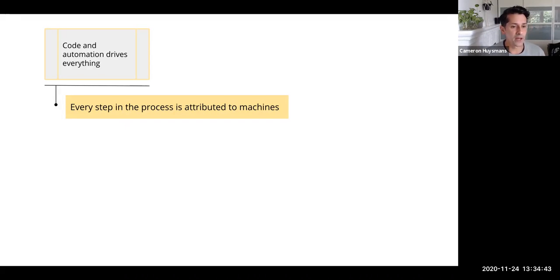So if every step is attributed to these machines, then it stands to reason that we need to give them some sort of identity. Within the cloud, this is made relatively simple, right? If you think about standing up an instance in any of the major clouds, then you can easily attribute some sort of identity via maybe IAM or some sort of native authentication, Active Directory, etc. And that allows you to say this machine is doing this task.